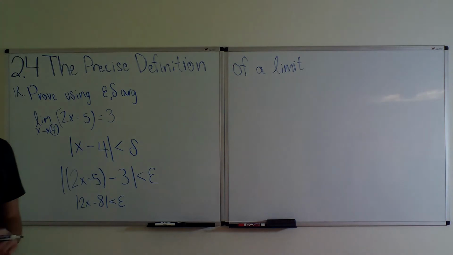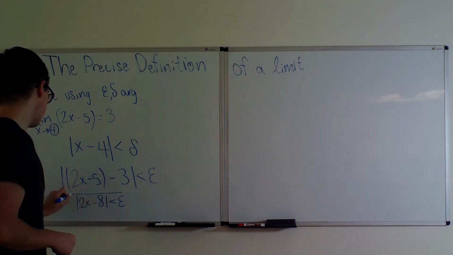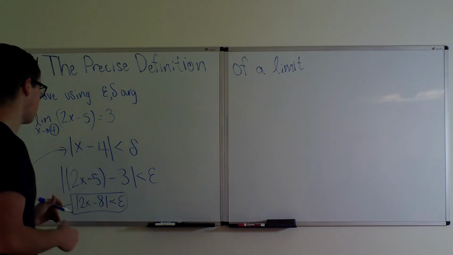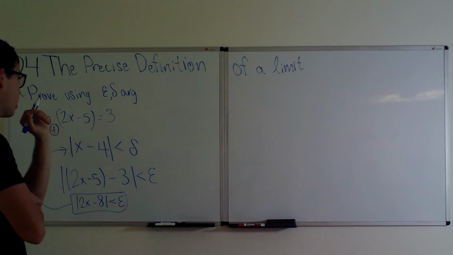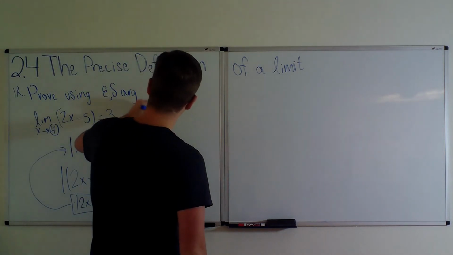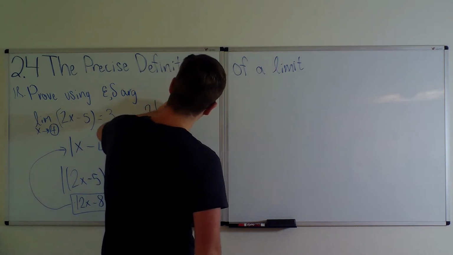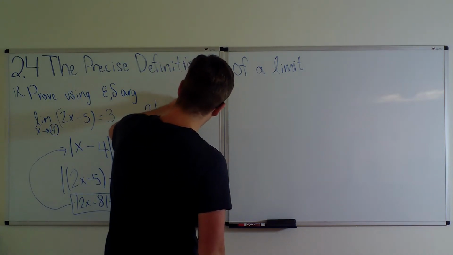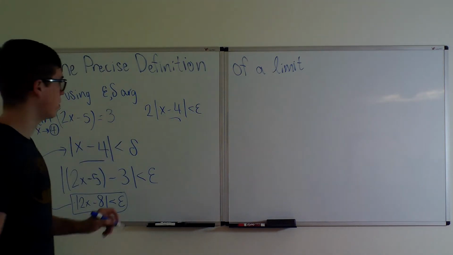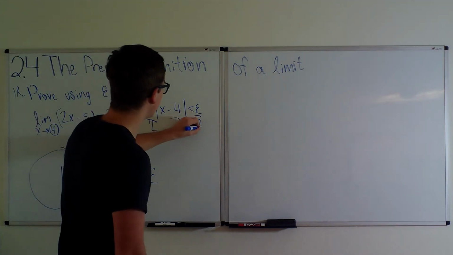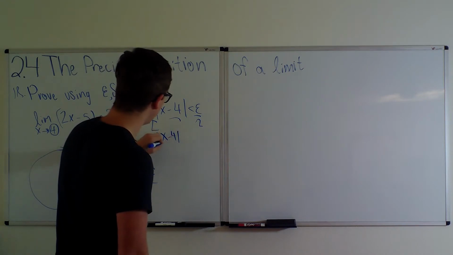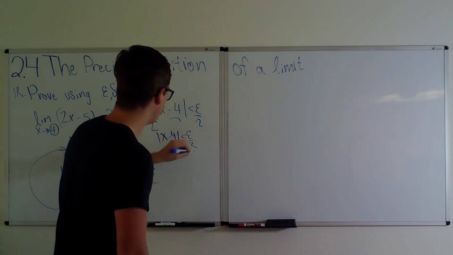So what can we do? Well, we want to look at this and make it look like that, right? For the most part. That's the general idea. So what can we do? Well, we can take out a 2 here. So let's take out 2. 2 times the absolute value of x minus 4 is less than epsilon. Hey, x minus 4, that's great. So let's divide both sides by 2. Then you have the absolute value of x minus 4 is less than epsilon over 2, right?